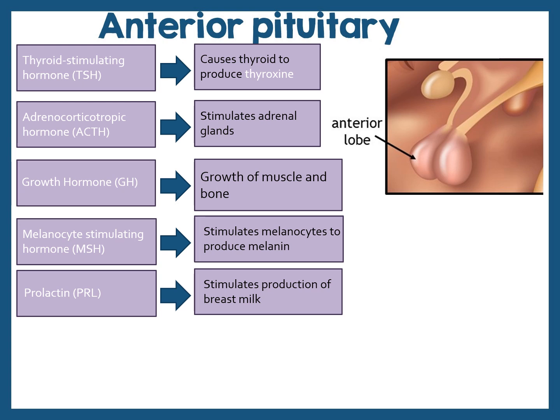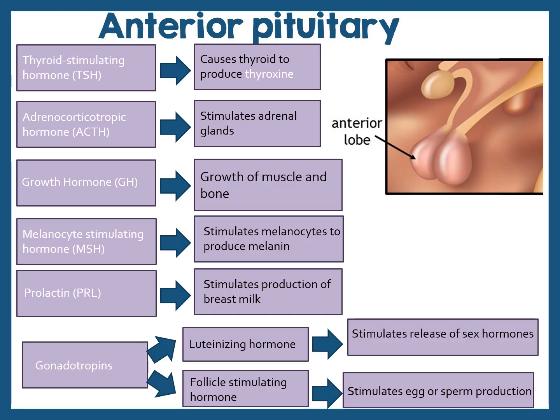Prolactin will stimulate the production of milk. And then there's the gonadotropins. Gonadotropins will have two different flavors. There is luteinizing hormone and follicle stimulating hormone. They're both gonadotropins. Luteinizing hormone will stimulate the release of sex hormones, and follicle stimulating hormone will stimulate the production of sperm or egg cells.